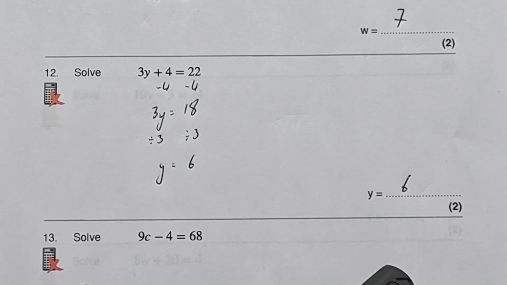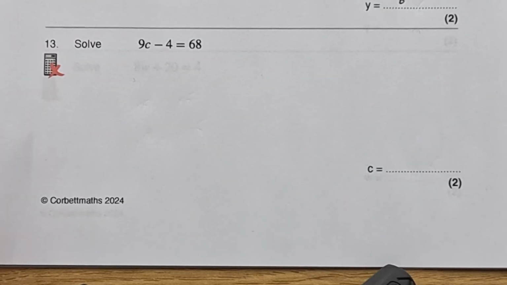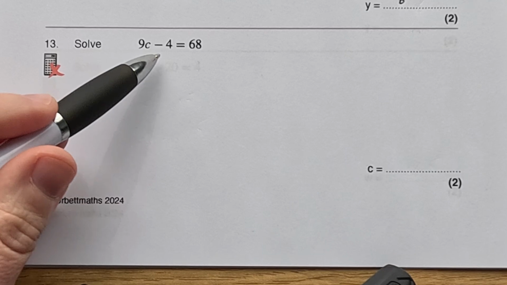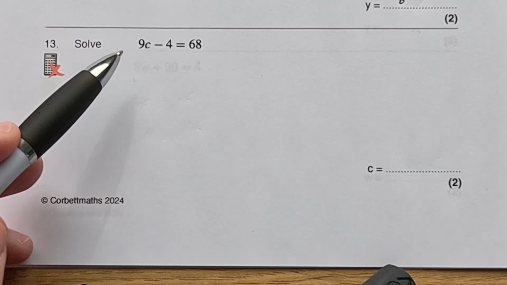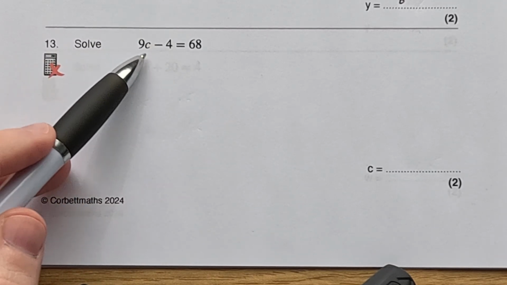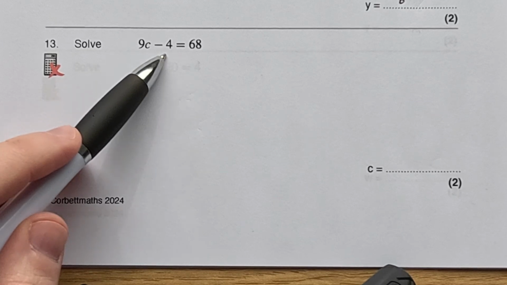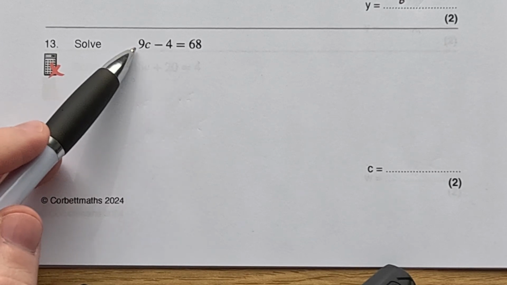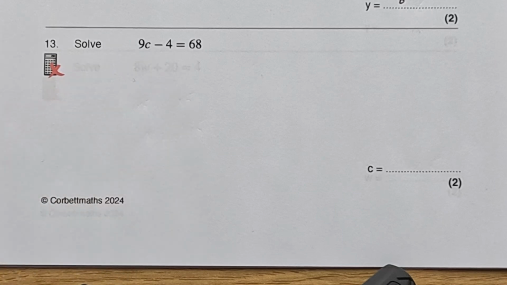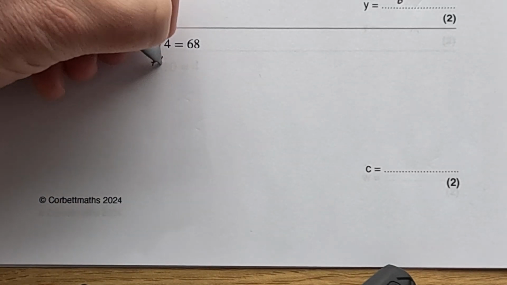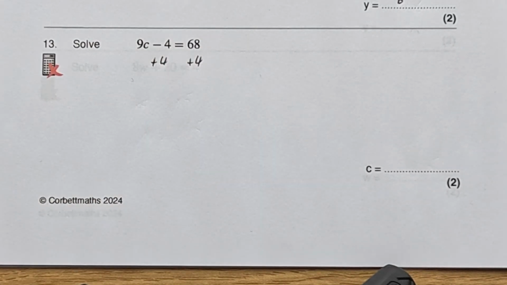Okay, let's look at our next question, question number 13. Okay, so question number 13 says solve 9c subtract 4 equals 68. So we want to find out what c is, so we want to get the c on its own. So we want to get rid of this minus 4, and then we want to get rid of this multiplied by 9. So to get rid of the minus 4, we're going to do the inverse operation, which would be add 4 and add 4, and we're going to see what we get.